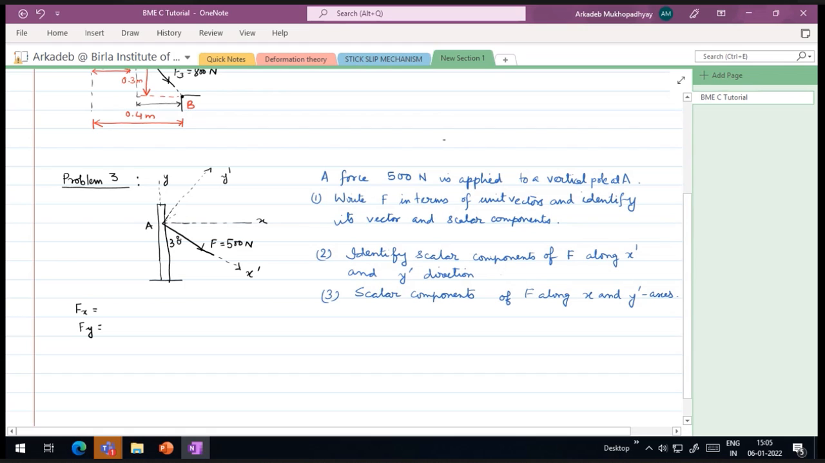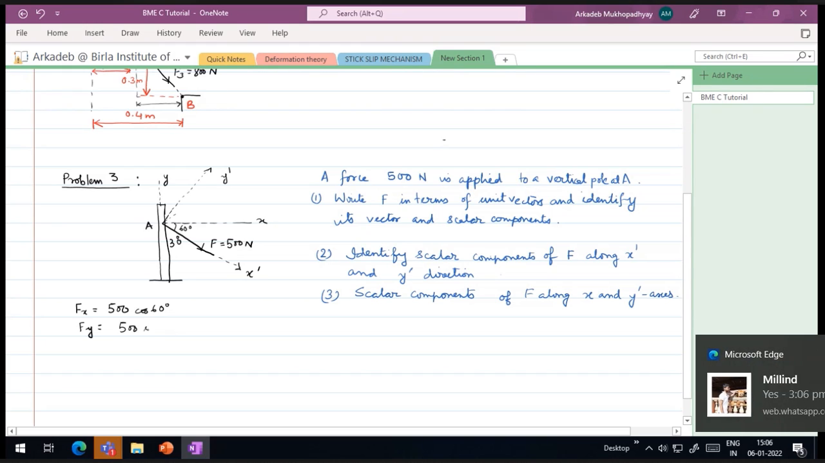This angle is 30 degree. So this angle will be how much? This is 60 degree. So what will be fx equal to? fx is 500 cos 60 degree. And what will be fy? Fy is equal to 500 sin 60.